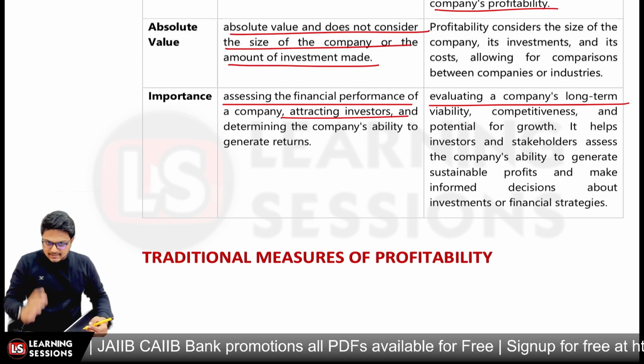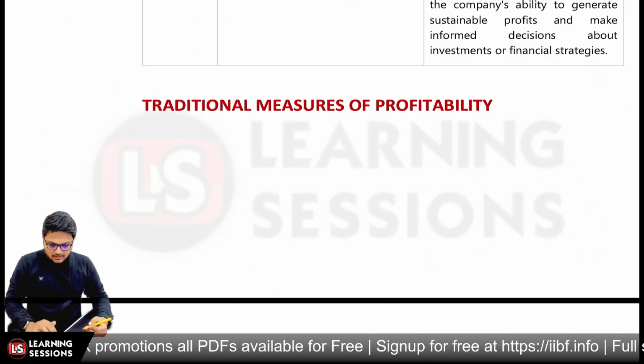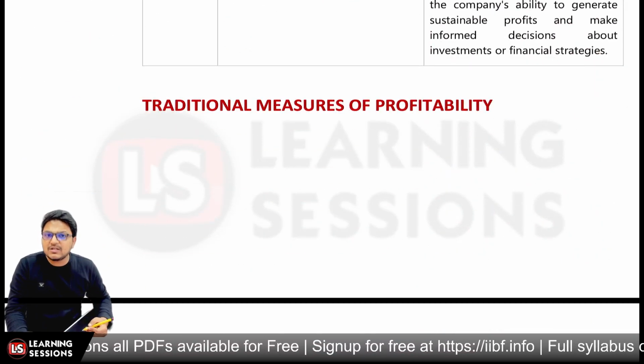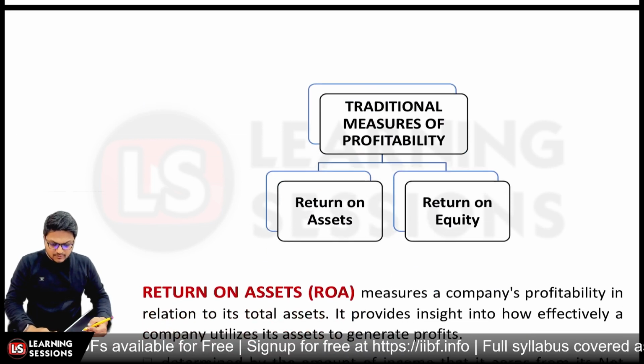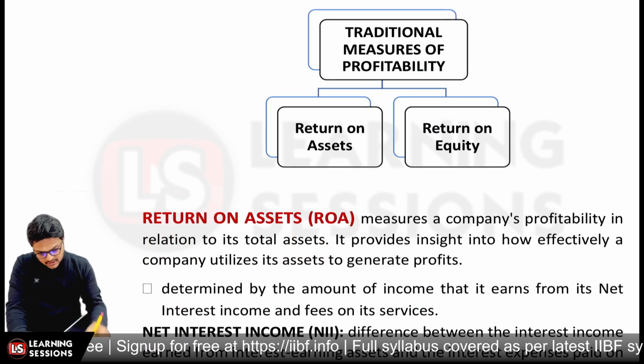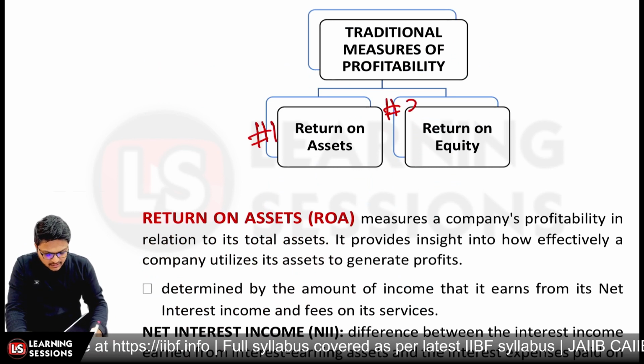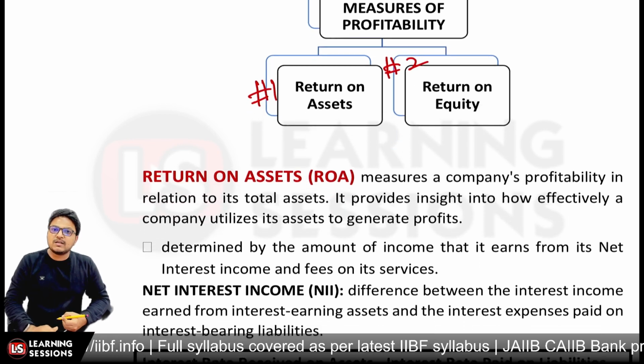So these particular things are the differences mainly related to profit and profitability, right? Now let's understand the traditional measures of profitability first of all. If we look at the traditional measures of profitability, we have two measures. One is return on assets, and the other is return on equity. First of all, we are going to consider the return on assets.